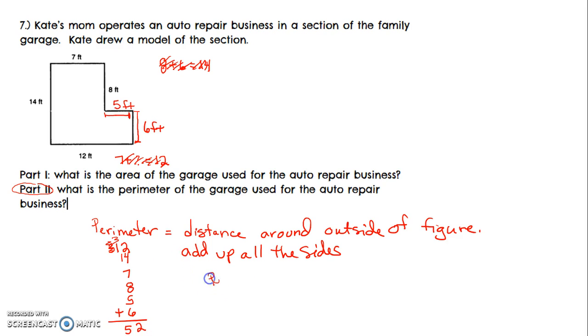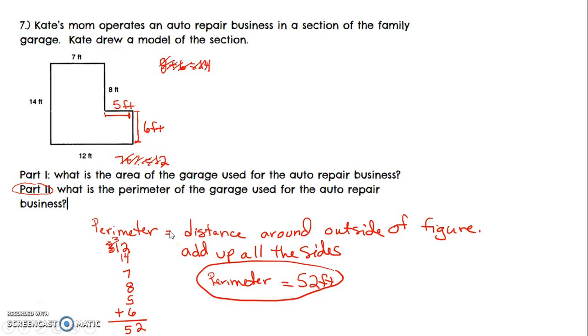So for part B, the perimeter is 52 feet. Like if you wanted to put a border around the outer edge to block off that area, you'd need 52 feet of border.